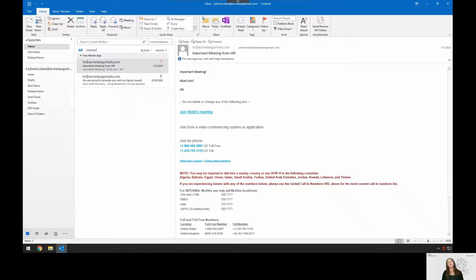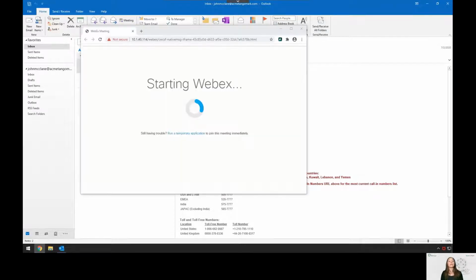So at the same time that my SOC analyst is taking a proactive look at the risks that have been highlighted for us by McAfee, my users are going about their day. John, for example, is pretty excited because recently he received a note about an equity award. And now he's receiving a notice about an important meeting from HR. He's assuming that it's related, so he goes ahead and clicks on this WebEx link to join the meeting.